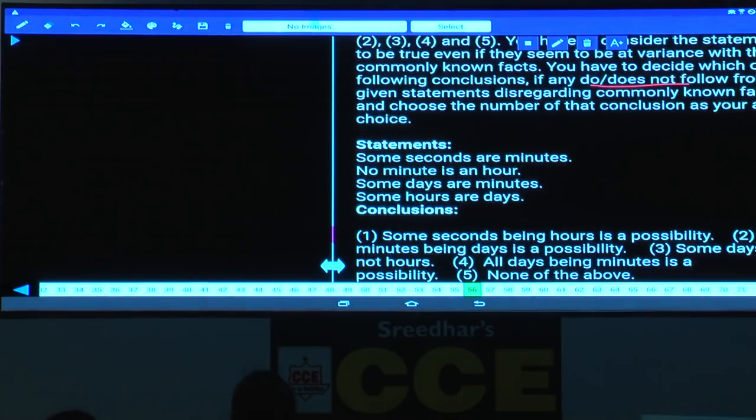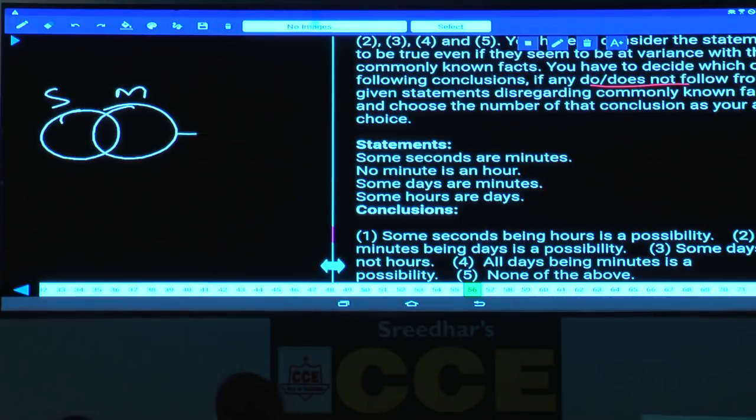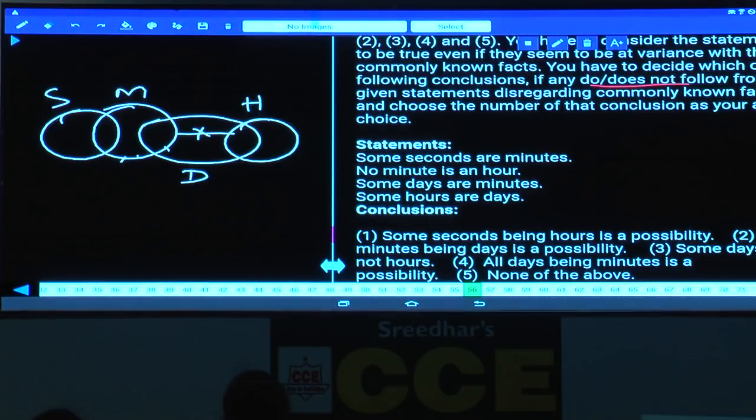Then the question: some seconds are minutes, no minute is an hour, no intersection between minute and hour. Some days are minutes, and some hours are days. So some days are minutes, no minute is an hour, and some days are hours, isn't it? Some of the days are hours is there. Some seconds are minutes. Next one, some seconds are minutes, no minute is an hour, some days are minutes, and some hours are days. Some days are hours, some days are minutes. Now these are the days, isn't it?